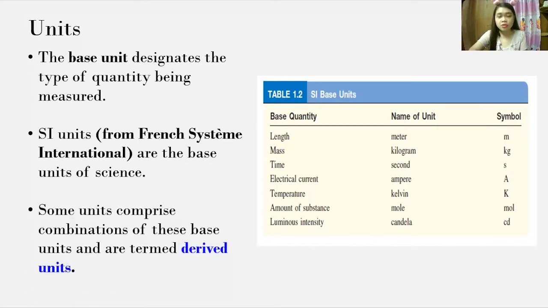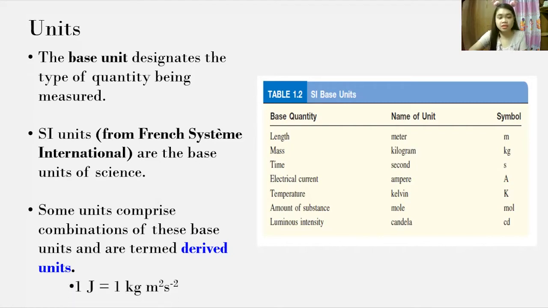Also, we have this term called derived units. These are units that comprise combinations of these base units, and they are termed derived units. Usually these quantities are expressed in terms of combinations of base units by mathematical means. Usually they involve multiplication and division, but not addition and subtraction or any other sign, just multiplication and division.